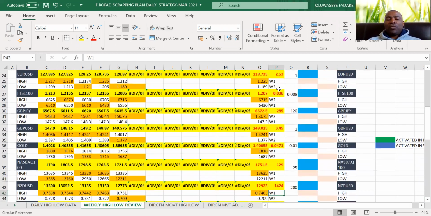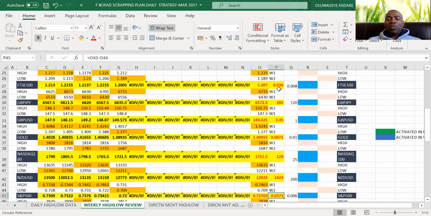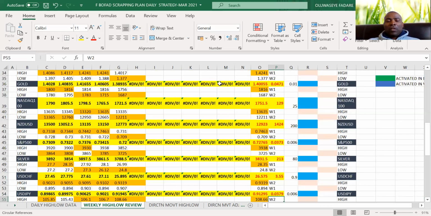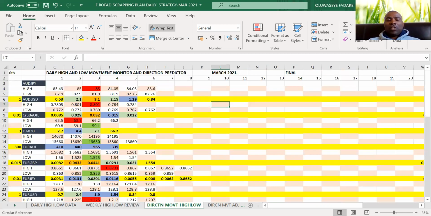If we want the high to change, we buy. If we want the low to change, then we sell. And that is the only thing that can give us profit at the end of the month. So that's that on this. And this one is just to show the analysis of the movement of the market.